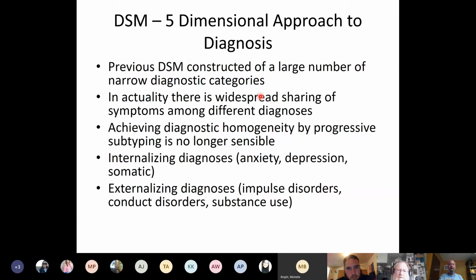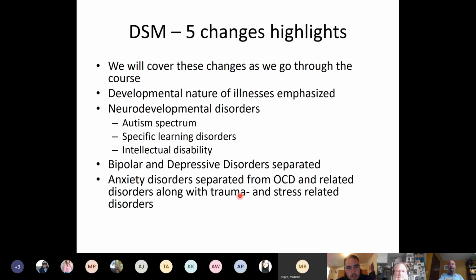So there's a large number of categories, and widespread sharing of symptoms among the different diagnoses, and you have to keep that in mind. And there are internalized and externalized diagnoses. This is more of a history of the DSM, so we'll cover it as we go. We'll cover the developmental issues, adverse childhood effects, etc. There are different things that have been added to this, so I'm going to give you the history of this.